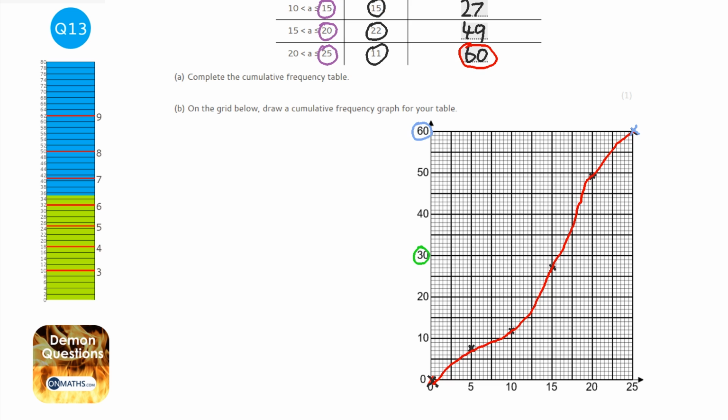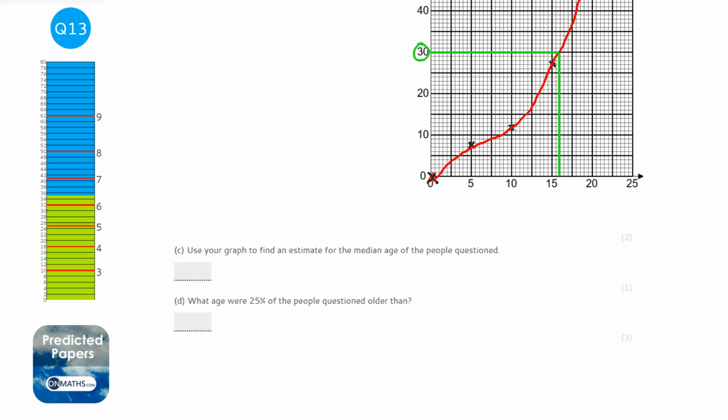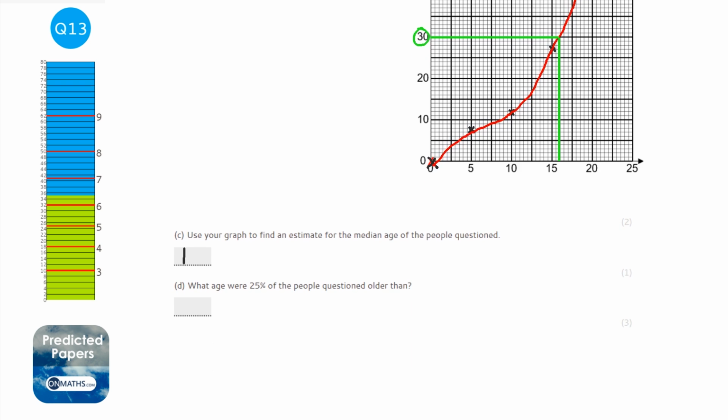To get the median, we need to draw a line across from 30. So we're going to draw a line across until it hits our line. And then we're going to draw a line down from where it hits it. Now mine looks roughly, I would say about maybe 16. I'm going to go for 16 for mine.